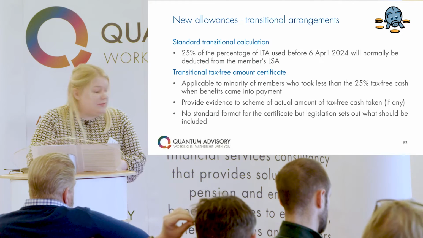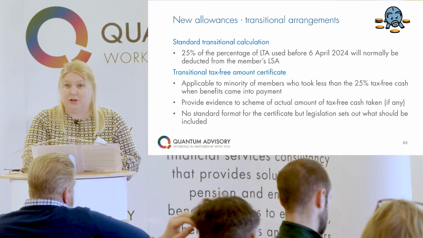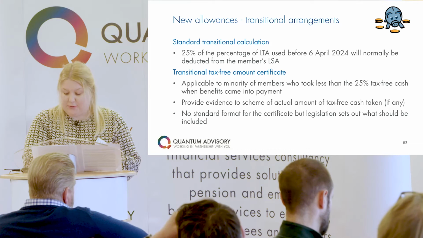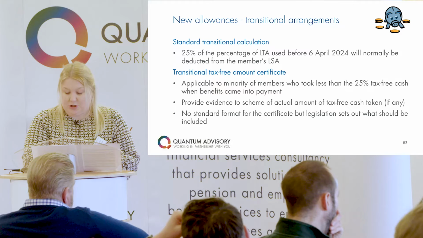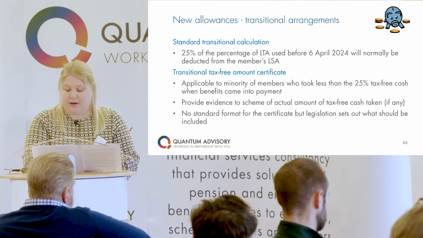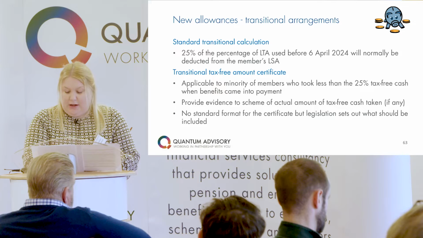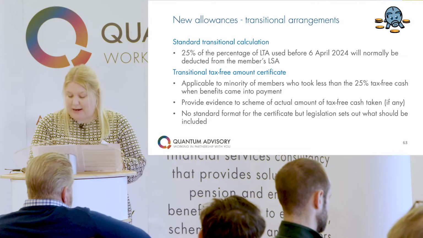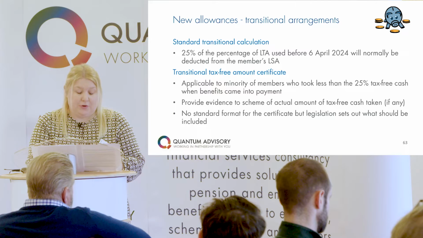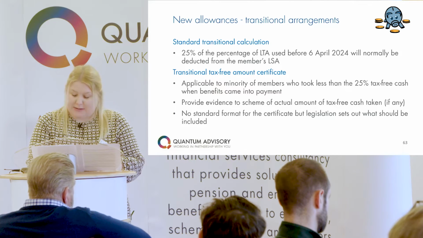Now, for members who have taken benefits before 6th of April 2024 and used up some of the current lifetime allowance framework, there will be transitional arrangements in place to determine their available allowance under the new regime. The standard transitional calculation broadly assumes that 25% of whatever lifetime allowance was used up before 6th of April was taken as tax-free cash. And so the available allowance will be reduced by 25%.